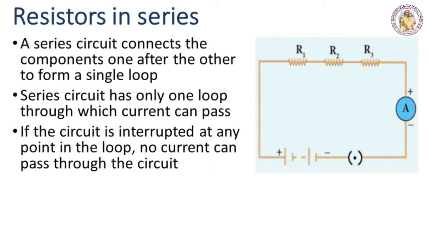Okay, so if you see the electric circuit, all the resistors are connected one after the other. If any resistor is disconnected, what will happen? The current will stop flowing to the other end. So that is why the current will not pass through the circuit. The other resistors also will not work. So this is the resistors in series.